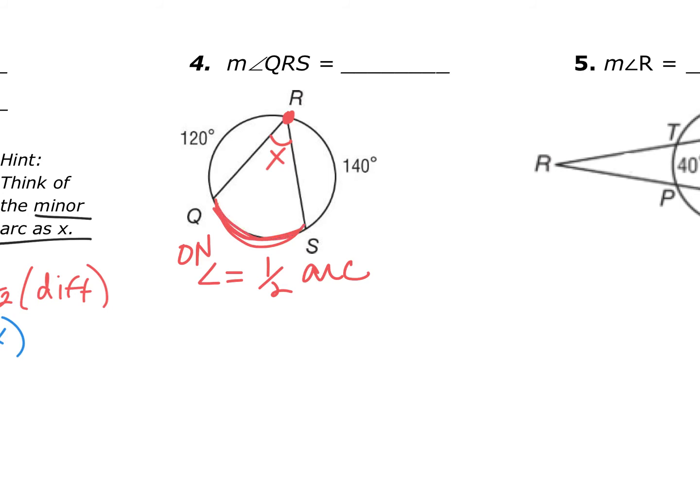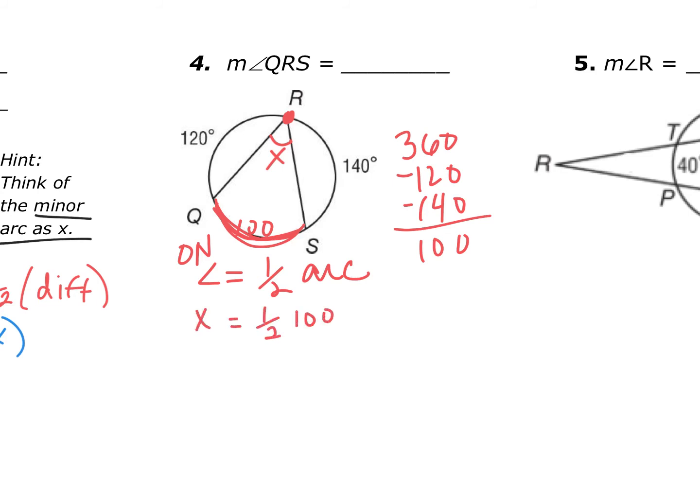And so we know that the whole circle makes 360, so we have 360 minus 120 minus 140, we get 100. So this arc is 100 degrees. And now our angle is equal to half of 100, so x equals 50. So the measure of angle QRS is 50 degrees.